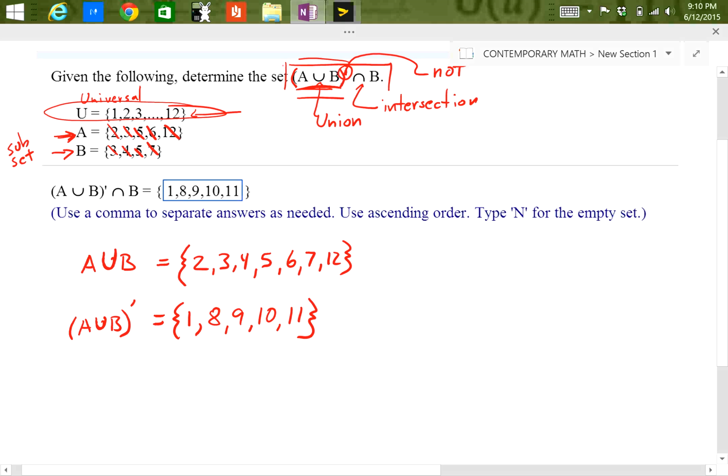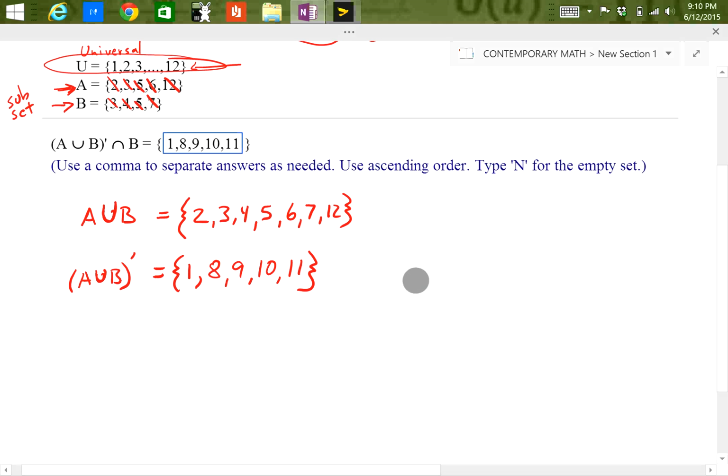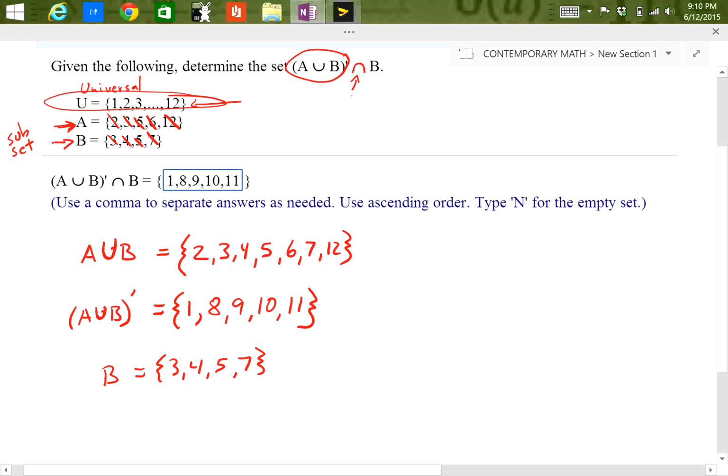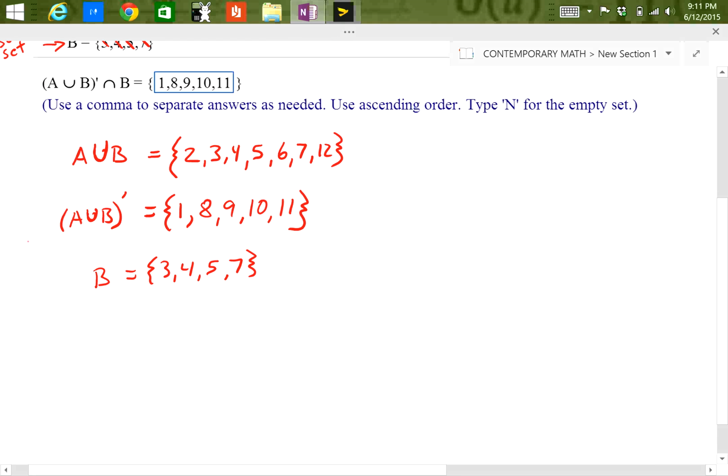The last thing I need to do is take that A union B knotted, and I need to find its intersection with B. So now I'm going to bring B down here really quick. B, defined up above, is equal to 3, 4, 5, 7. So I'm supposed to find, again, the intersection. The intersection is whatever the two sets have in common. I'm finding the intersection of A union B knotted and B. So it's these two that I'm trying to find the overlap of.